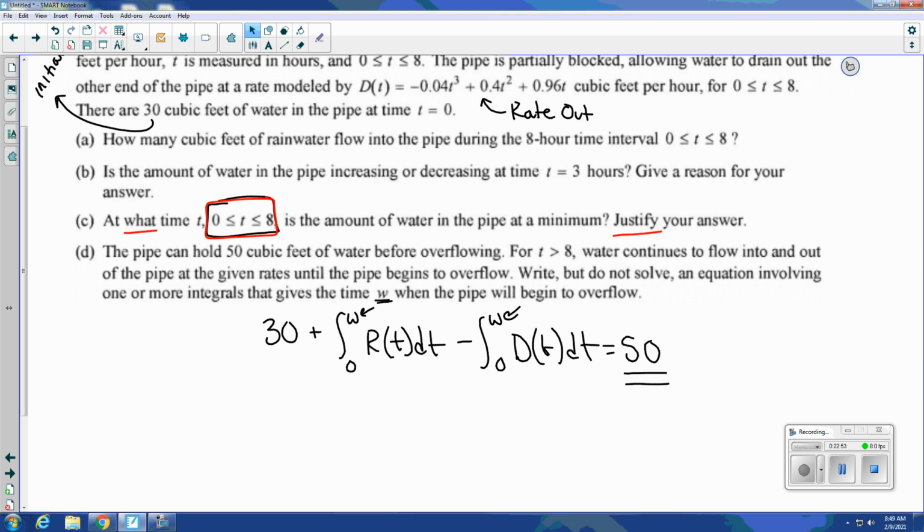So that's an example of a rate in, rate out problem with some conceptual overview of how to handle these situations.